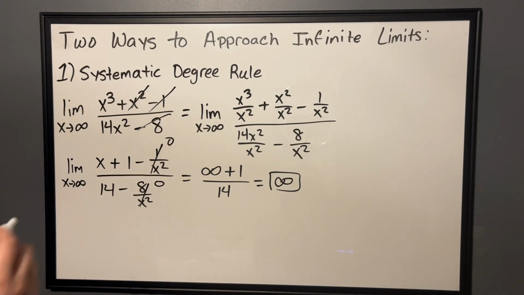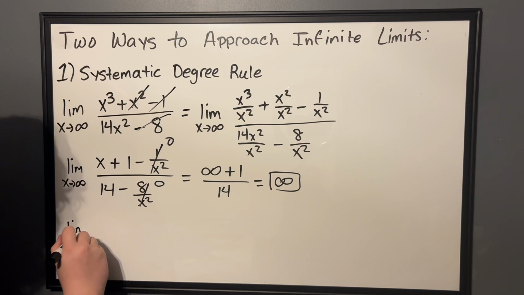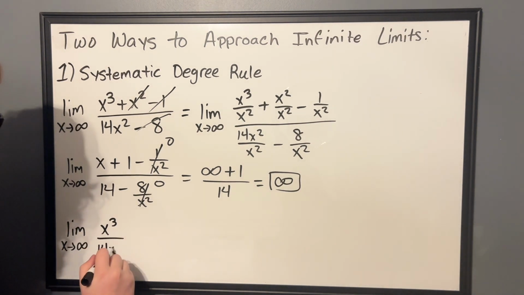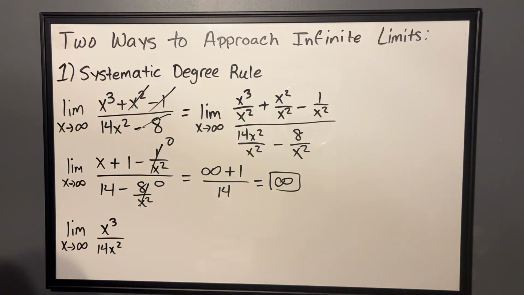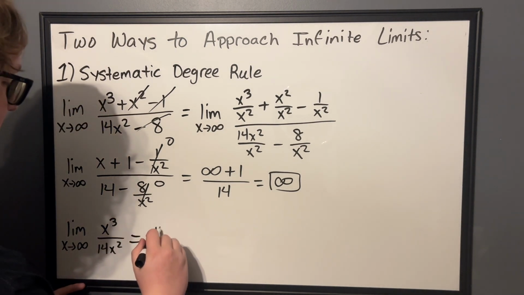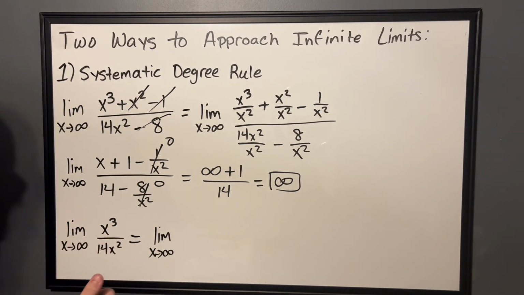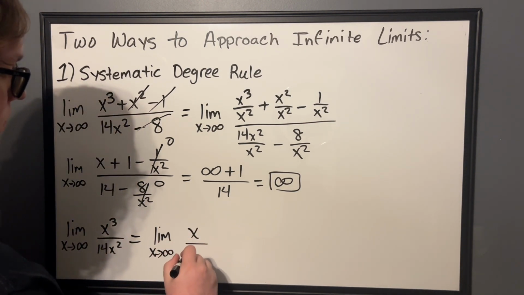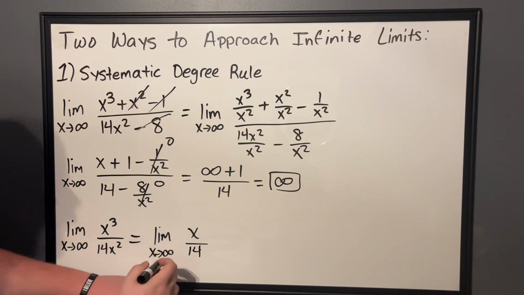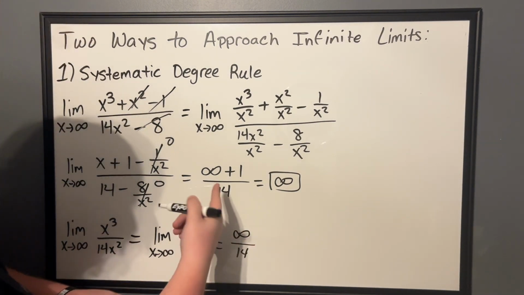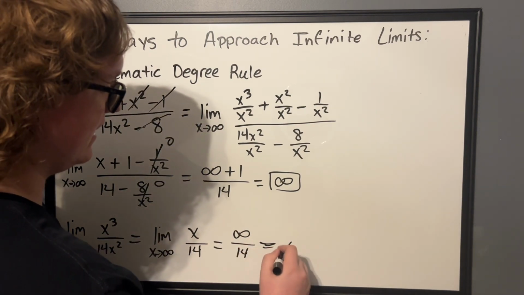None of those matter. So we can really just look at the limit as x goes to infinity of x cubed over 14x squared, because these are the only terms that matter. And we can actually simplify this. So this is the limit as x goes to infinity. x cubed over x squared is just an x over 14. And of course, we could see here that as x goes to infinity, we're going to get infinity over 14, just like we had right here, which gives us infinity.